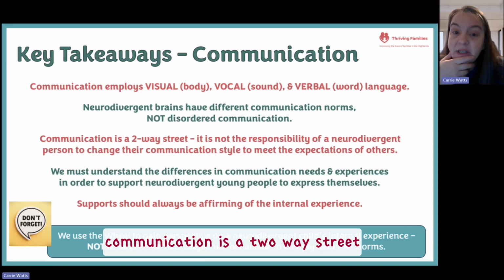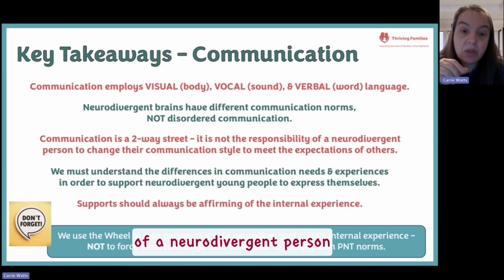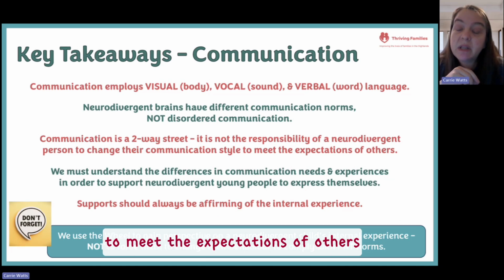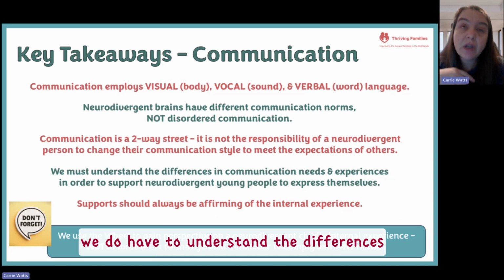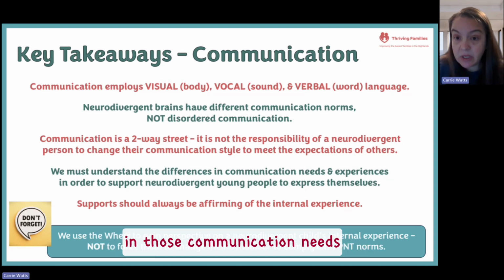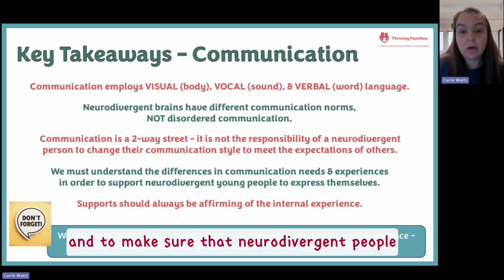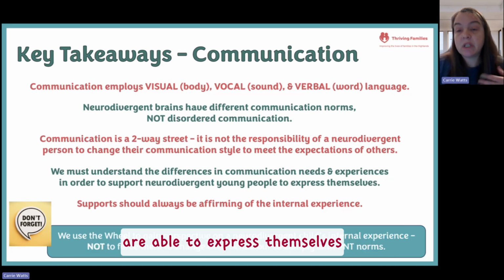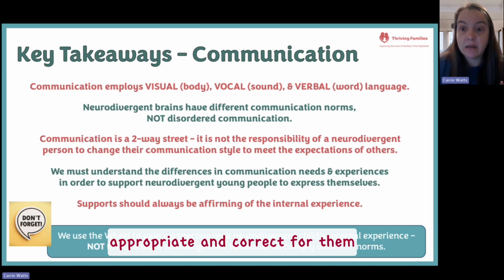Communication is a two-way street. It's not the responsibility of a neurodivergent person to change their communication style to meet the expectations of others. It goes both ways. We do have to understand the differences in those communication needs in order to be able to address the double empathy problem and to make sure that neurodivergent people are able to express themselves in ways that are appropriate and correct for them.